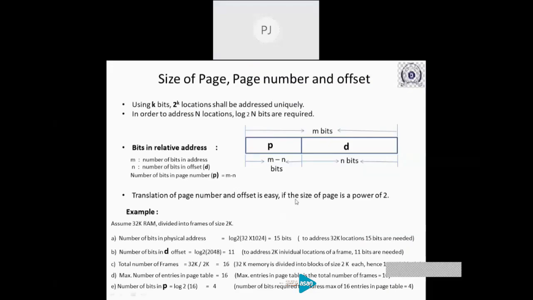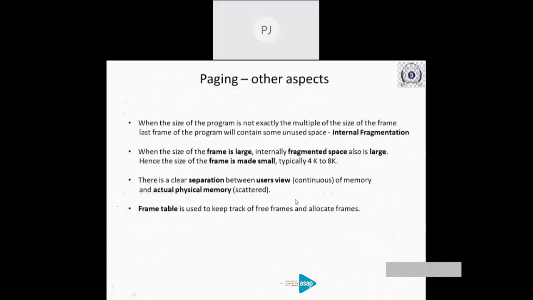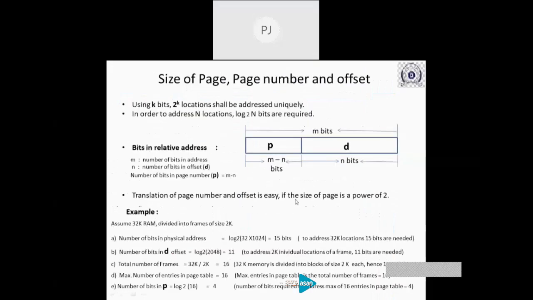Assume that there is 32K RAM and the size of the frame is 2K. The number of bits in the physical address will be, we have to address 32K locations, or 32K bytes, or 32K words. 32K is equal to 32 into 1024, that is 2 raised to 5 into 2 raised to 10. To address 2 raised to 15 locations, we need 15 bits.